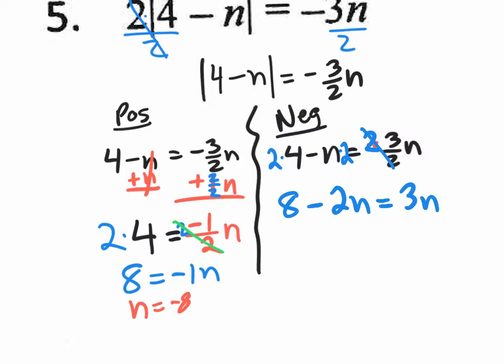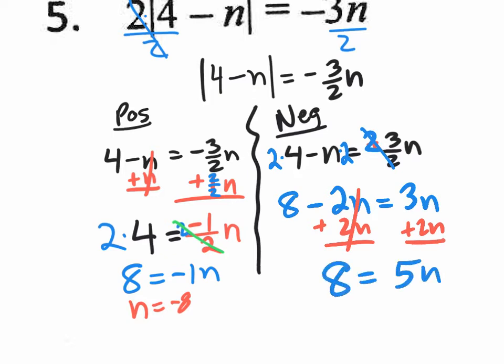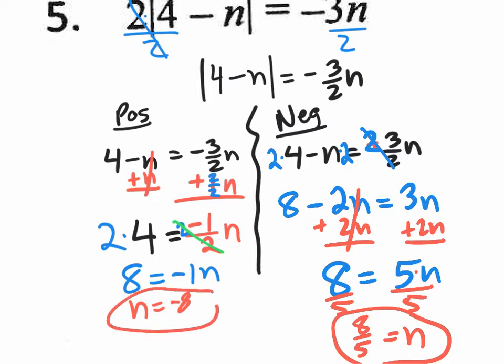Wow. I think it is way easier, huh? Thank you, Paulina. So let's continue solving by adding 2n to this side, adding 2n. We will have 8 equaling 5n. And the final step would be to get rid of this multiplication of 5 in front of the n by dividing by 5 and dividing by 5. So n equals 8/5. So there's one answer. There's the other answer. But we need to test both of them.